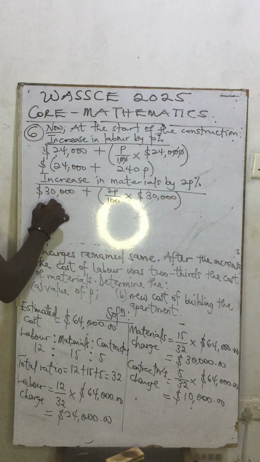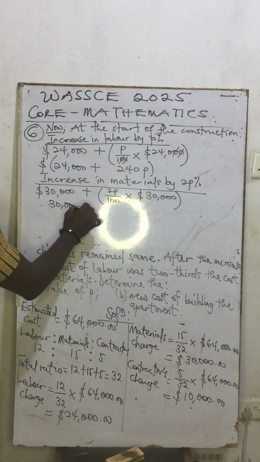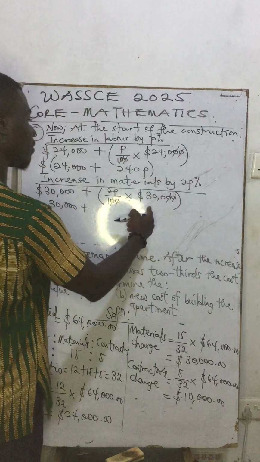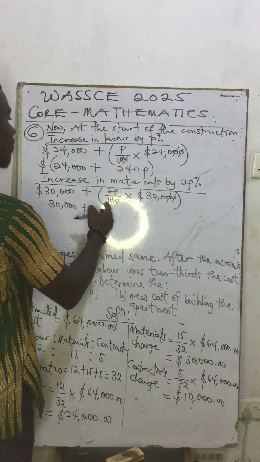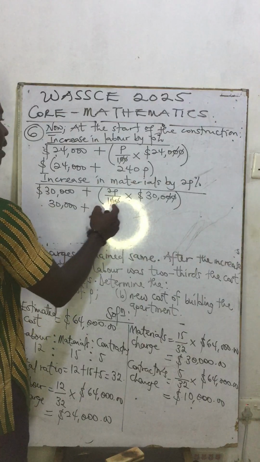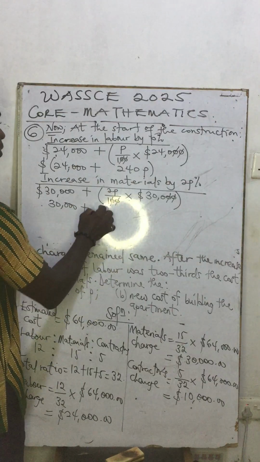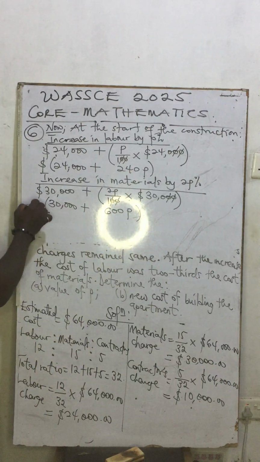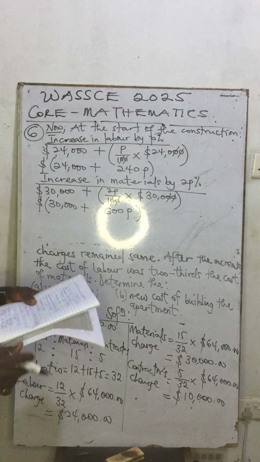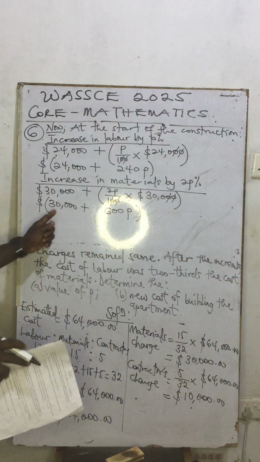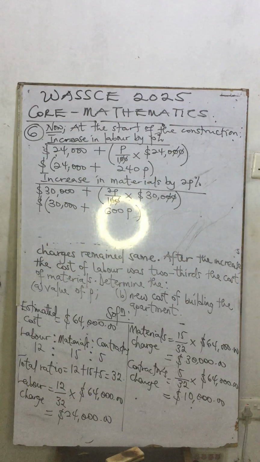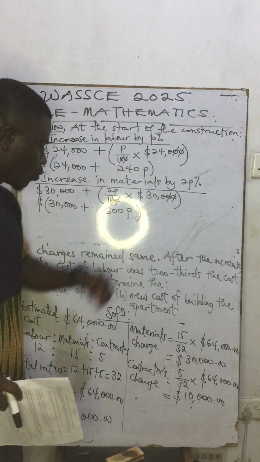So we have 30,000 plus, 0 cancels 0, 0 cancels 0, we have 300 times 2. 3 times 2 is 6, so we get 600p dollars. So 30,000 plus 600p dollars is the increase in materials by 2%.